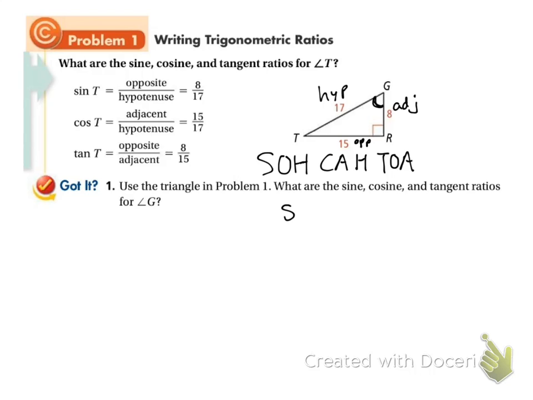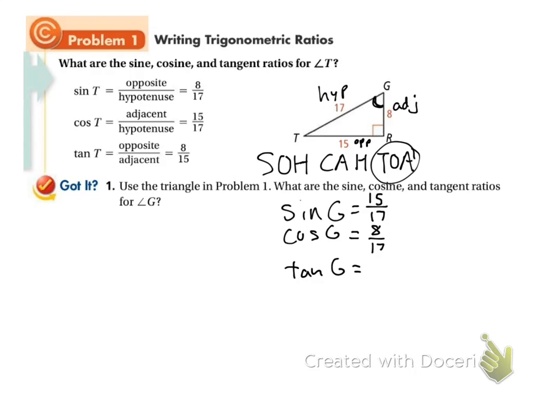So the sine of angle G, so sine is opposite over hypotenuse, so we get 15 over 17. The cosine of angle G, cosine is adjacent over hypotenuse, so we get 8 over 17. And the tangent of G, tangent is opposite over adjacent, so we get 15 over 8. And there we go, there are our ratios.